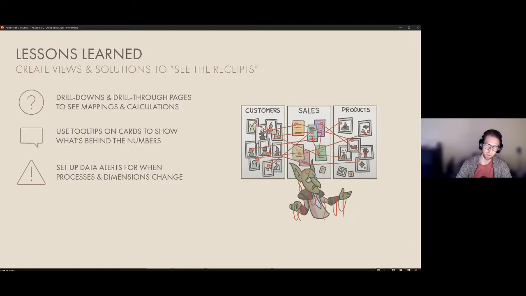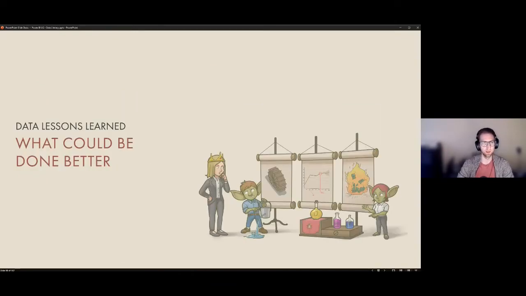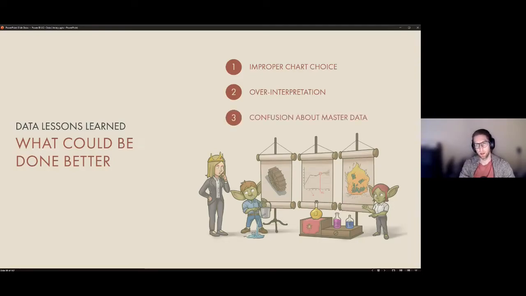But the project team didn't even understand that this could be a problem because they didn't know it could be an issue. So, of course, it wasn't taken into account in the design. What could be done better? We could make better choices for the charts that we're using, avoid overinterpretation, and make sure that we have more transparency when it comes to not only calculations, but also how things are mapped in our solution.